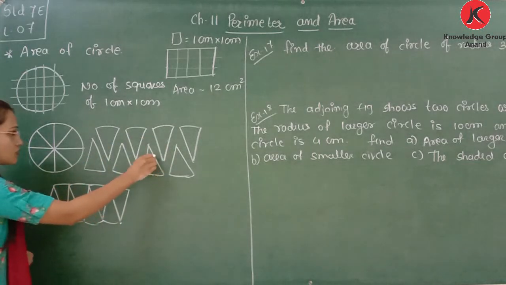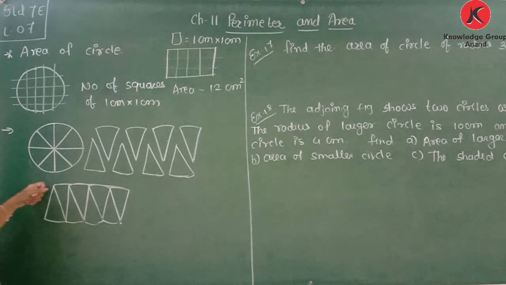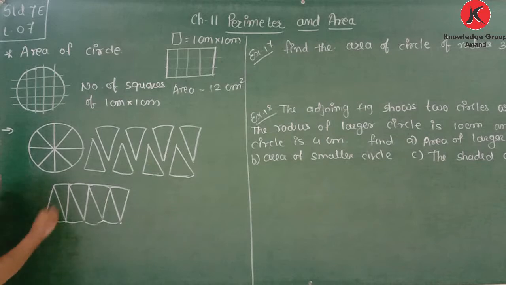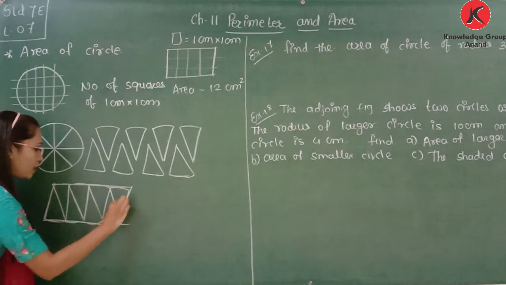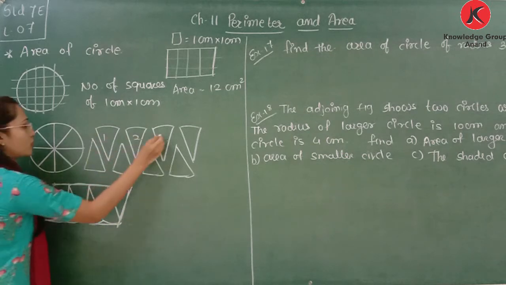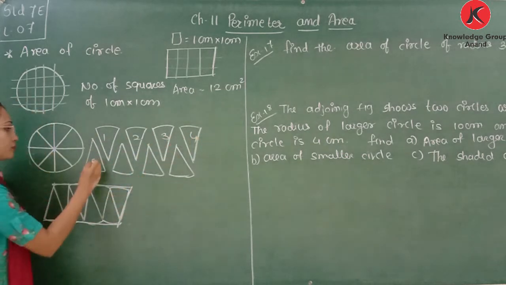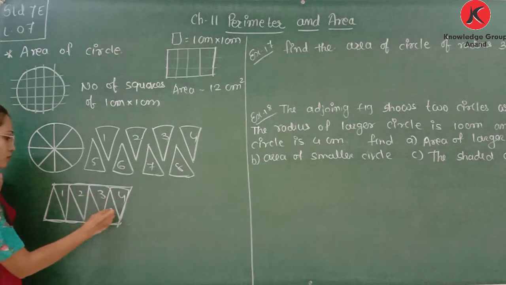Now arrange these parts in this way. Can you see any shape that we already learned? Yes, it is kind of a parallelogram. You can see we get a shape like a parallelogram. So the area of this circle and the area of this parallelogram will be the same, because you can see here we have 8 parts, and here we have 4.